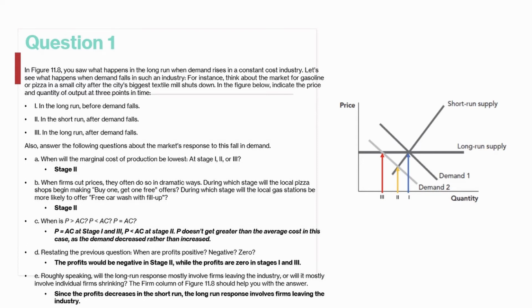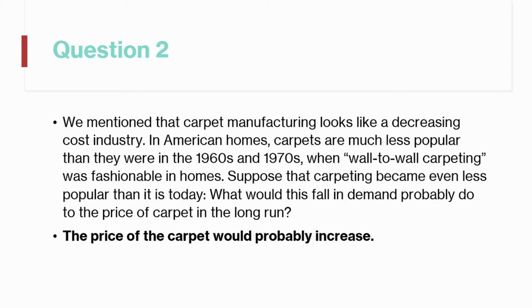In question 2, we mentioned that carpet manufacturing looked like a decreasing cost industry, and we are asked to suppose that carpeting has become even less popular than it is today. What would this fall in demand probably do to the price of carpet in the long run? Well, if we look at the decreasing cost industry, we notice that if we move to the left, the price of the carpet will rise to accommodate the lower demand. So the price of the carpet will probably increase.